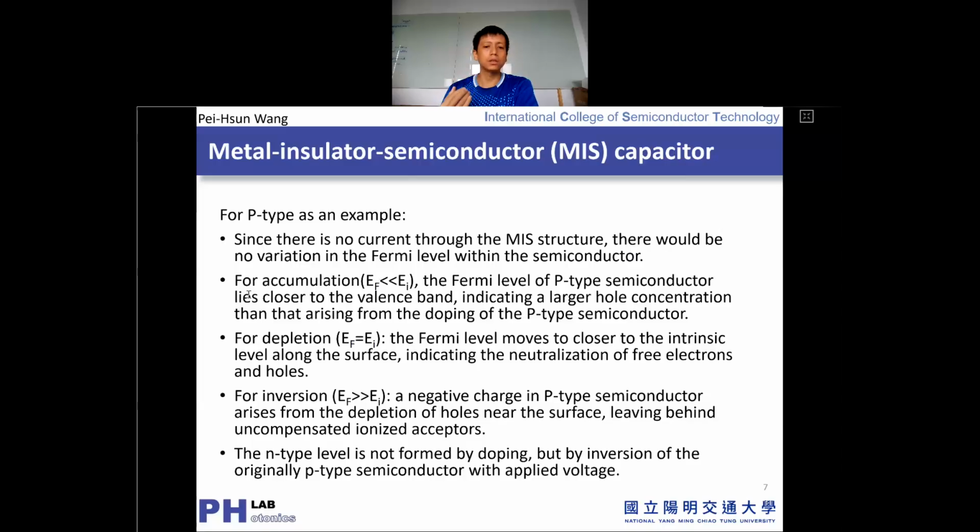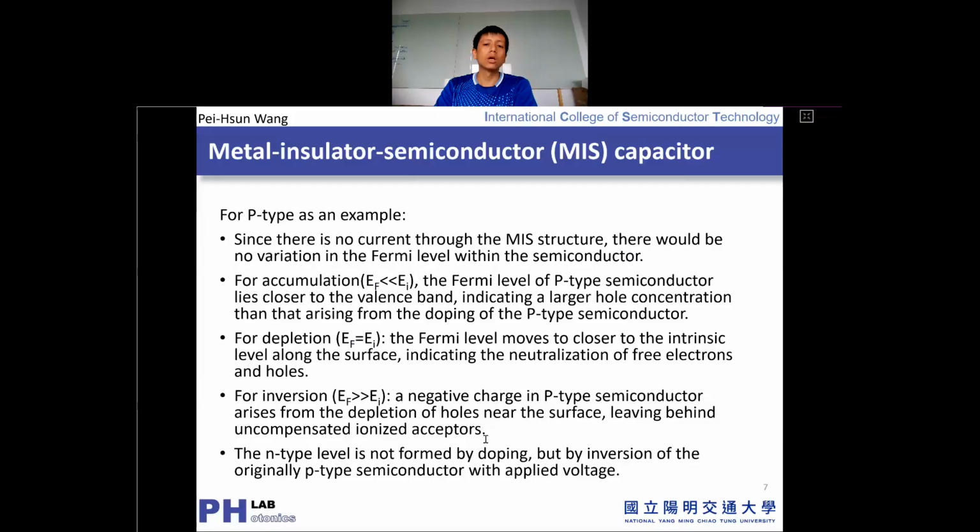And for inversion, that means you change the polarity of the semiconductor. For instance, you get more negative charge in a p-type system, especially with more depleted holes near the surface. So this will leave behind the uncompensated ionized acceptors.